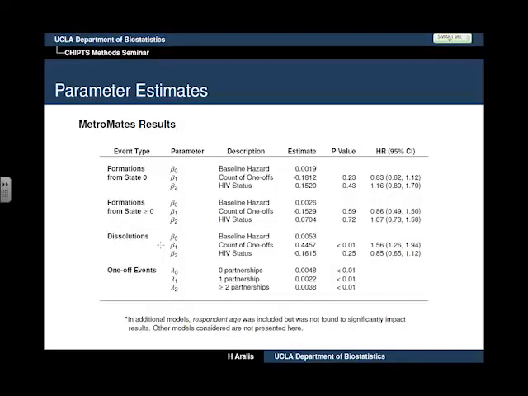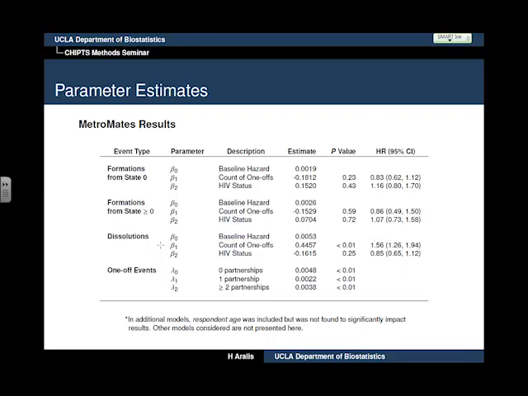So we went through a process of looking at a few different covariates and ended up selecting and presenting the results from this model. We looked at the potential for covariates in both components of the model. So you can include them in the multi-state component of the model that models the ongoing partnerships, or in the Poisson rate, which can be expressed as a function of explanatory variables as well. So the model that we're presenting results for here just includes count of one-offs in addition to HIV status, and HIV status is only included in the multi-state portion of the model, not in the one-offs.